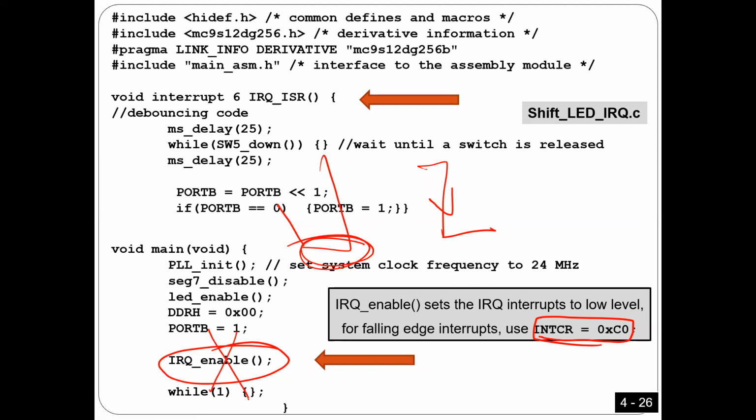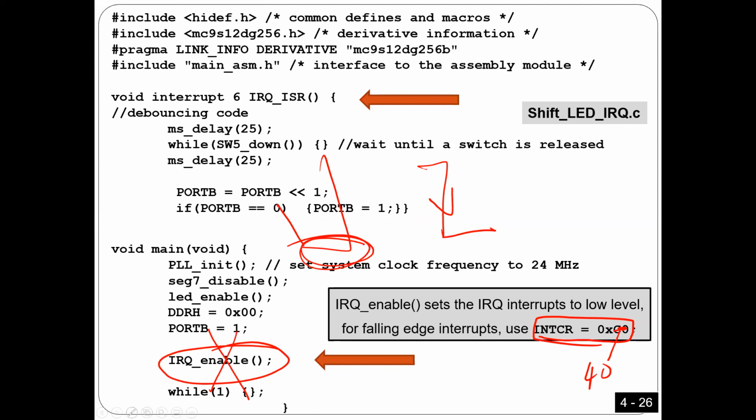You should not use this one, right? Because this one is only for falling edge. So you can say INTCR equal 40. You can put 40 here, or you can go to the assembly inside this one and change the assembly.